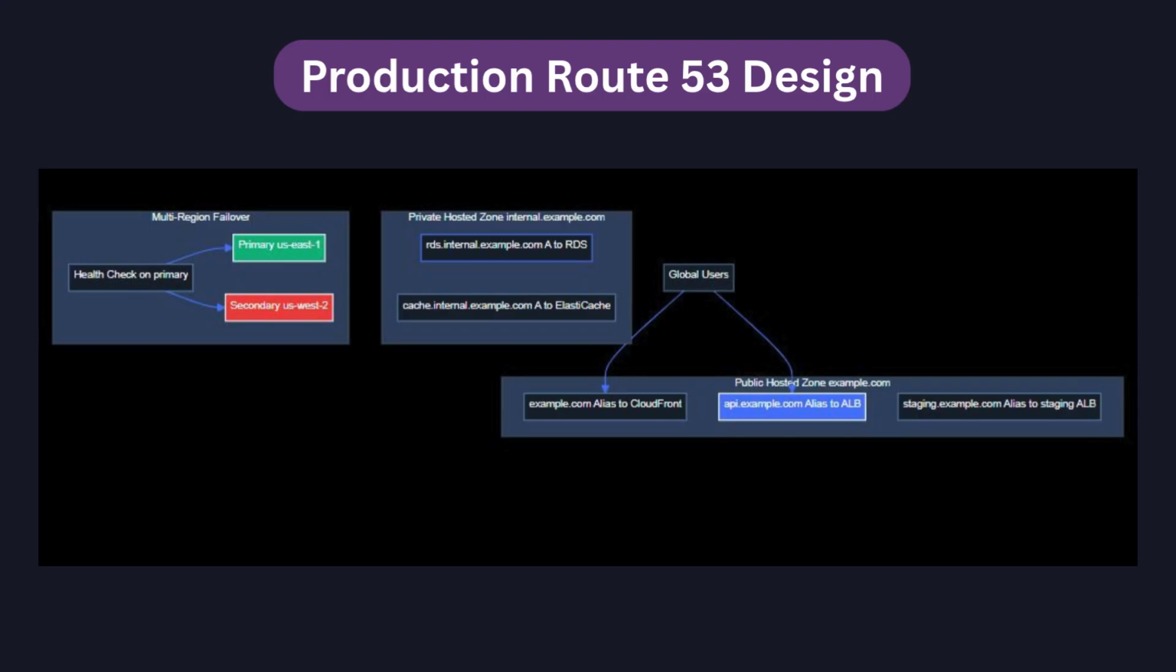The private hosted zone is used for internal communication inside of VPC, where services use DNS names like rds.internal.example.com instead of hard-coded IP addresses. This makes the system flexible, scalable, and easier to manage in real-world environments.